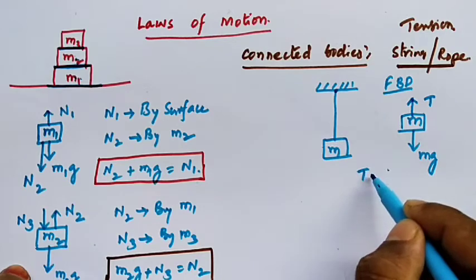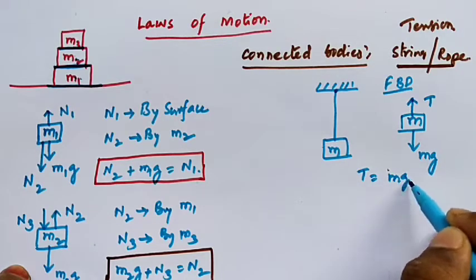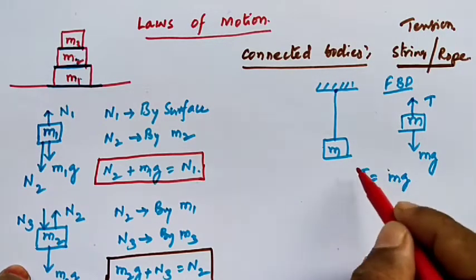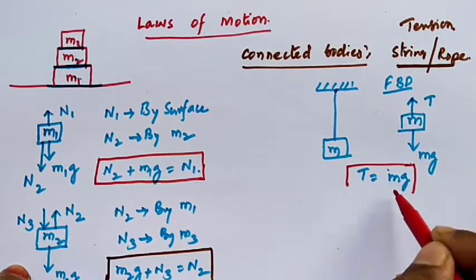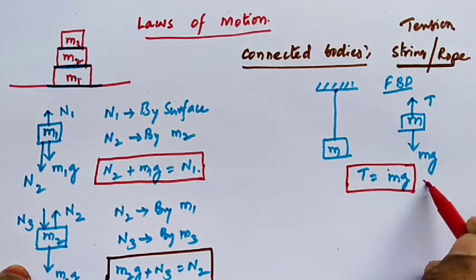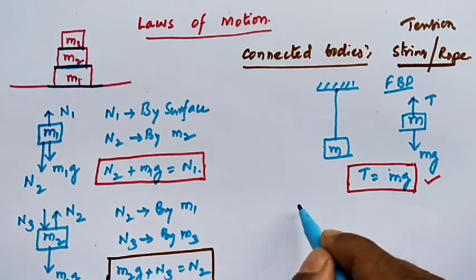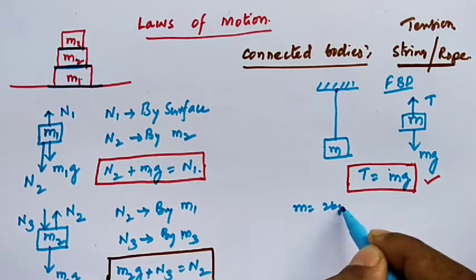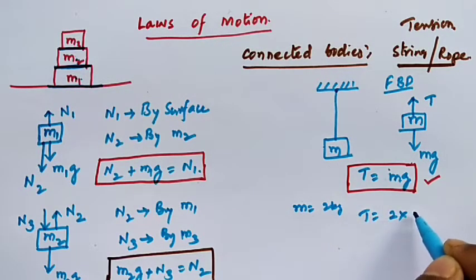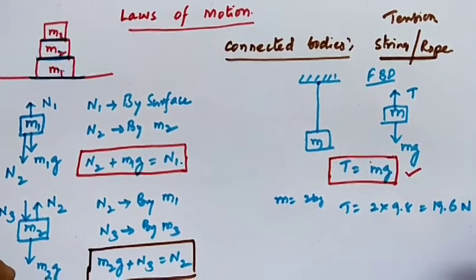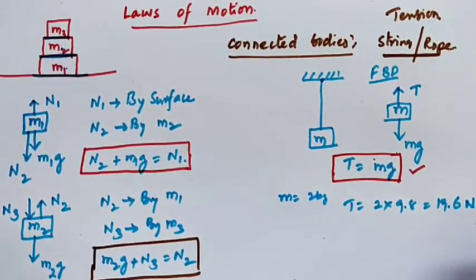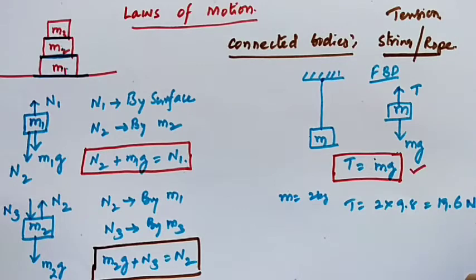Now T is equal to mg is the equation, as there is no acceleration. So the tension developed in the string is equal to the weight of the body. If you know the mass of the body, you can calculate the tension simply. For example, if the mass of the body is 2 kg, then tension is equal to 2 into 9.8, that is 19.6 Newton. That is the tension developed in the string. In this way one can calculate.